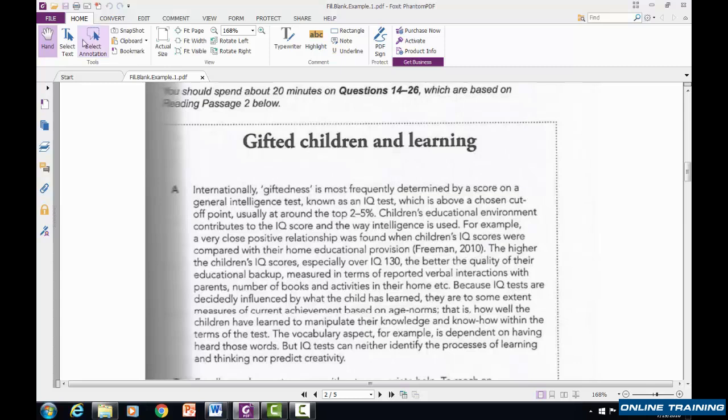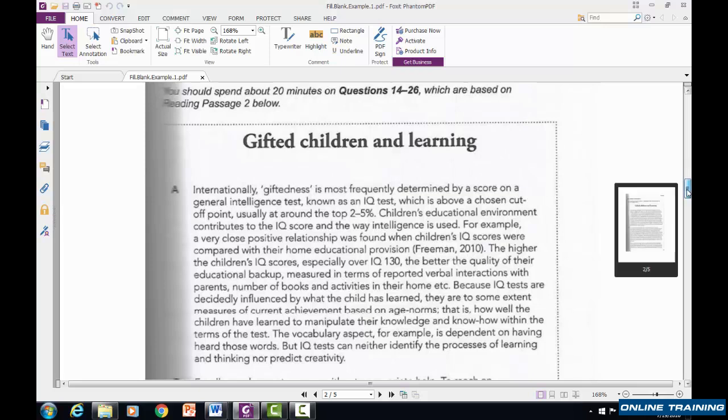So when we talk about our keyword sentence, I'm talking about this sentence that stretches from where it says the higher the children's IQ scores, especially over IQ 130, the better the quality of their educational backup, measured in terms of reported verbal interactions with their parents, the number of books and activities in there. There's our word home, right? We have children's IQ scores and the word home. So we're looking for the words that connect to the word home. And our answer will be books and activities, right?